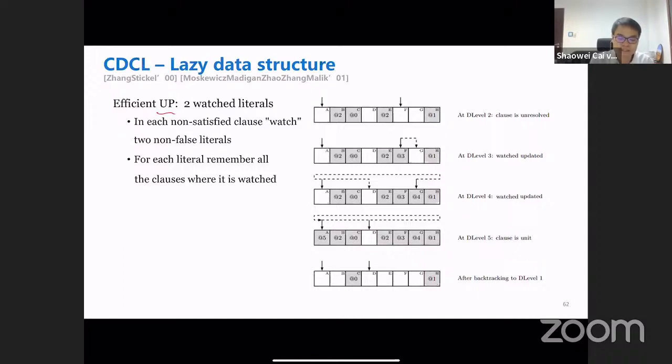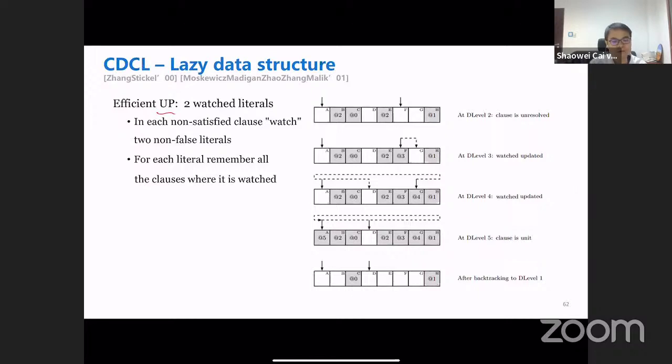A naive way is that every time we assign a new variable, we scan all the clauses where this variable appears. Then we scan all these clauses to check whether they become units. But this is very time consuming. And also, when combined with backtrack, we need to modify a lot of information in the backtrack procedure.